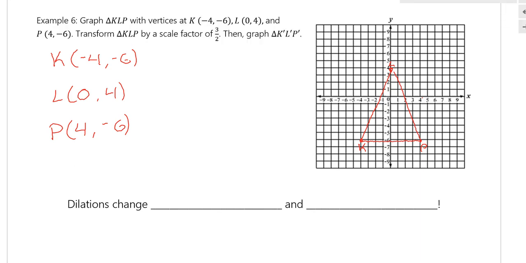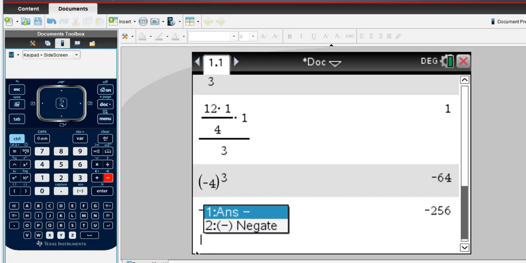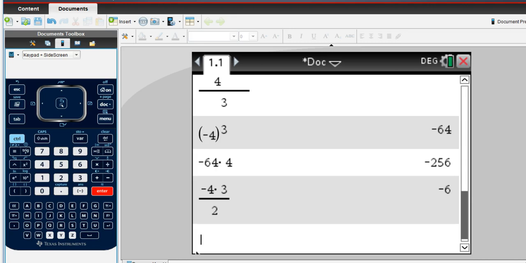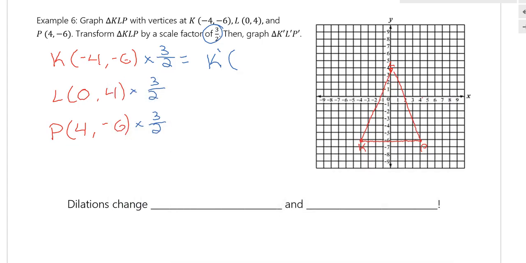I have a scale factor of 3/2. So I'm going to multiply all of these by 3/2. If you struggle with fractions, no worries, use a calculator. All right, -4 times 3/2. You can just write 3 divided by 2, and we get -6. Okay, so don't be afraid to use a calculator, especially when we have fractions. I know those can be confusing.